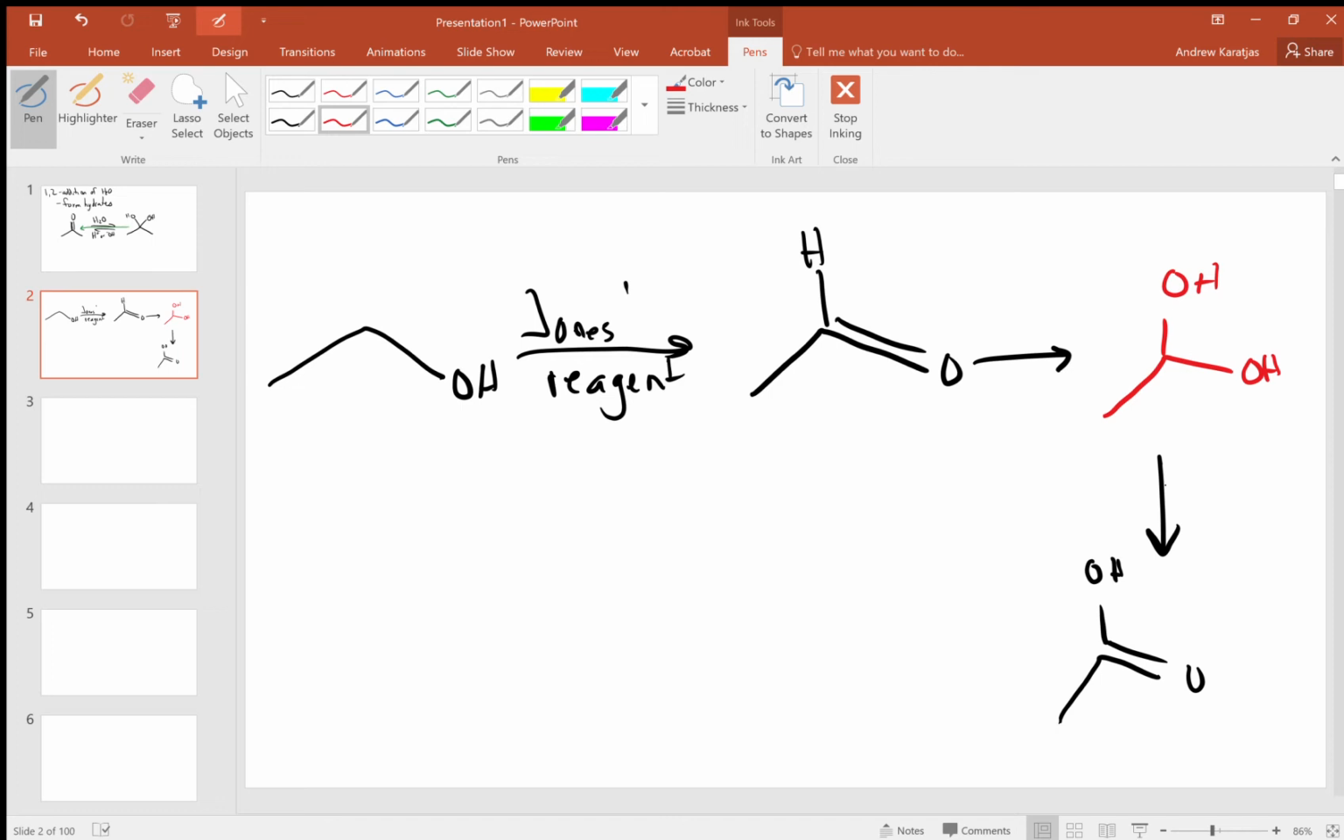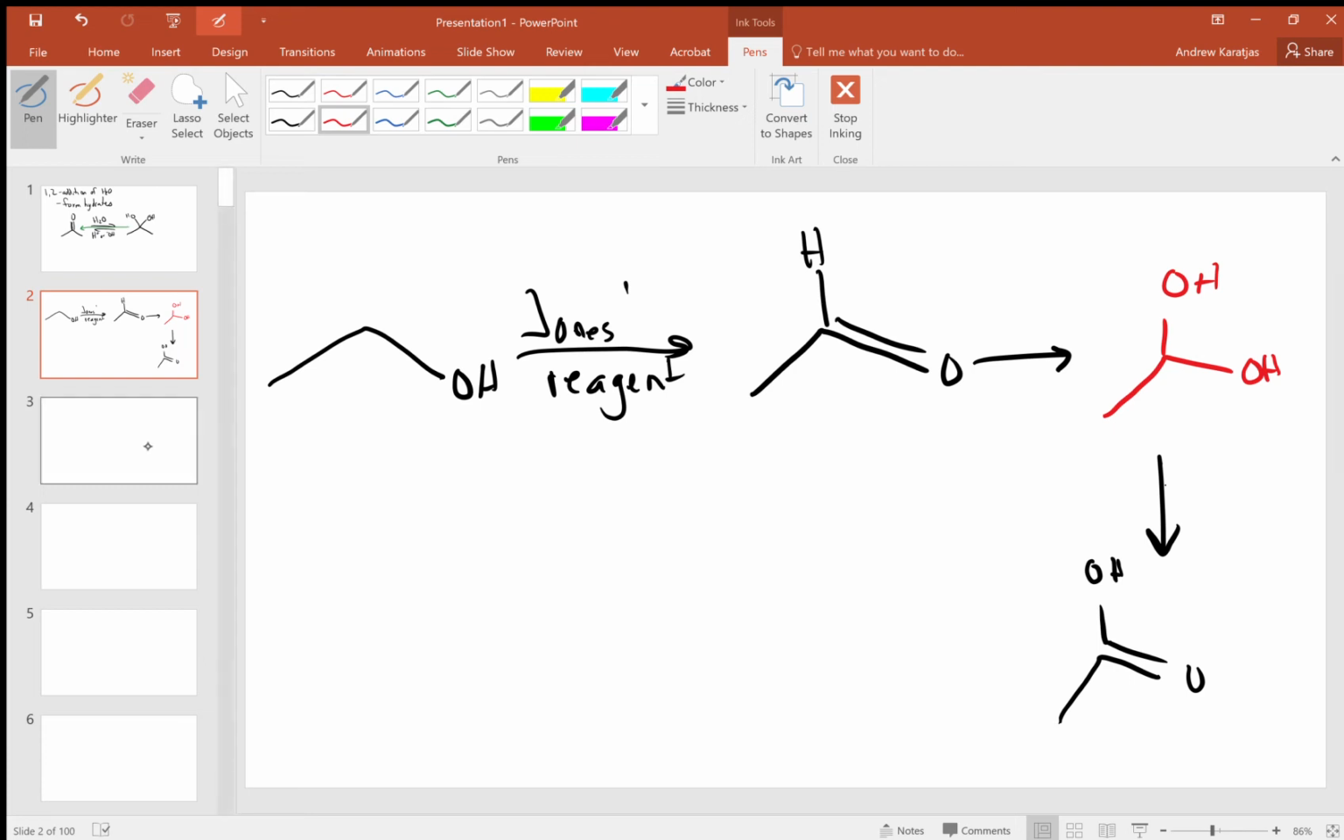And even though the equilibrium here is very poor, any of the hydrate that does form gets moved on to the product. And so by Le Chatelier's principle, we're able to take advantage of this fact, and the hydrate does form. So again, it's one of those reactions that is very specialized to certain situations, but can be very useful.